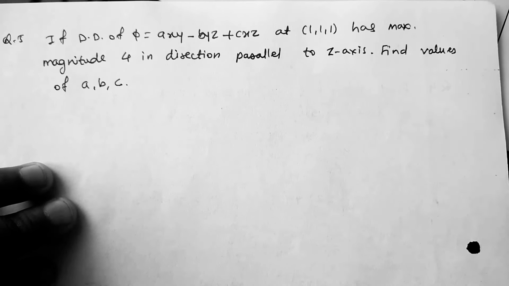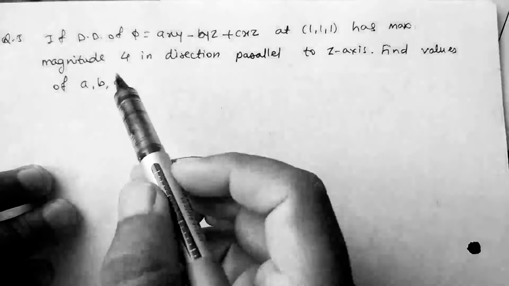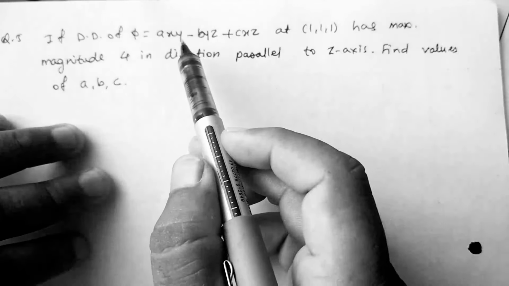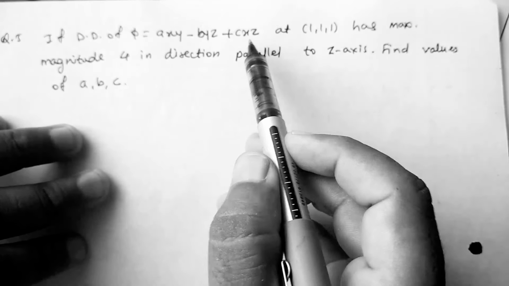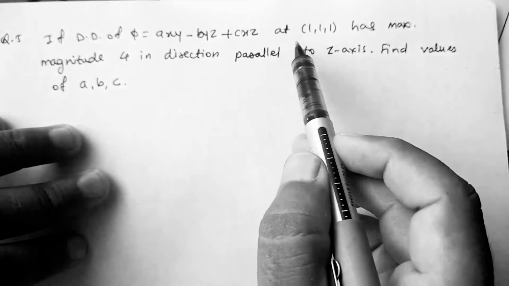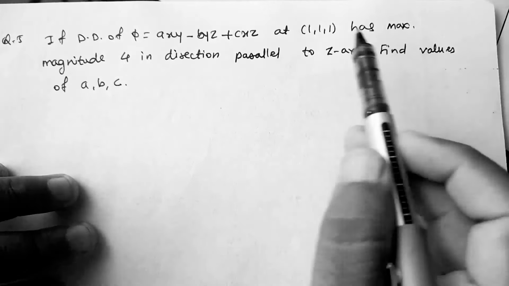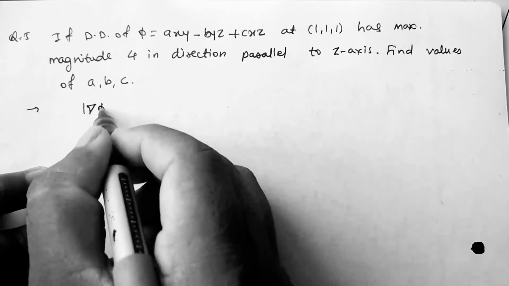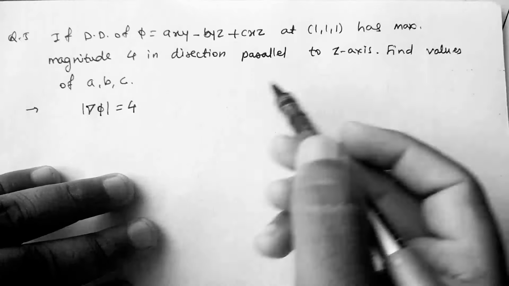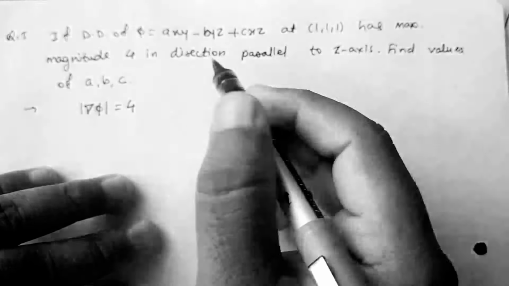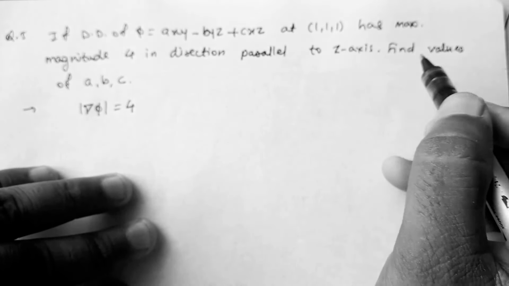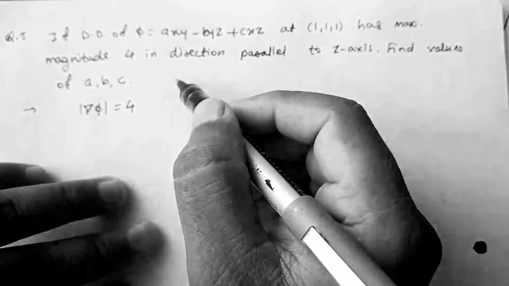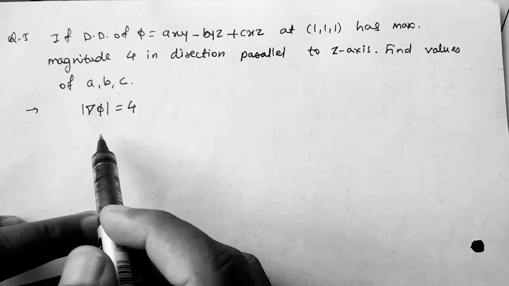Next question, question number 5. If directional derivative of phi is equal to axy minus byz plus cxz, that means value of phi is given at point 1, 1, 1 has maximum magnitude 4. That means the value of mod of del phi is given as 4. Maximum magnitude 4 in direction parallel to z axis, find values of a, b, c. So by using given conditions and concept of directional derivative, we have to find the values of a, b, c.